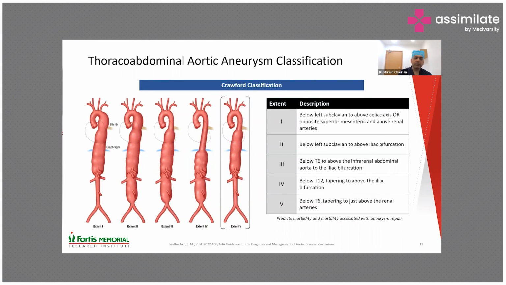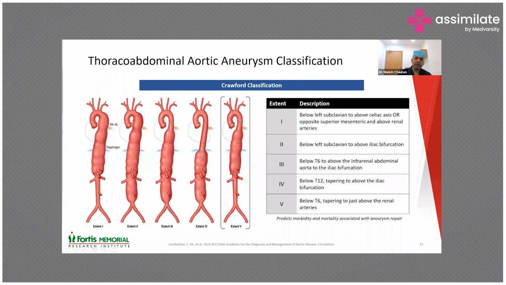With that background, let's go to the classification. Thoracoabdominal aortic aneurysms are classified in different ways based on their anatomy, where the area is. One is the Crawford classification, which predicts the mortality and morbidity based on the location. Based on the location, it is categorized as extent 1, 2, 3, right up to 5. Extent 1 is between the left subclavian and above the celiac axis, so it extends from this to this. If it goes right down to the iliac bifurcation from the subclavian, it is extent 2.